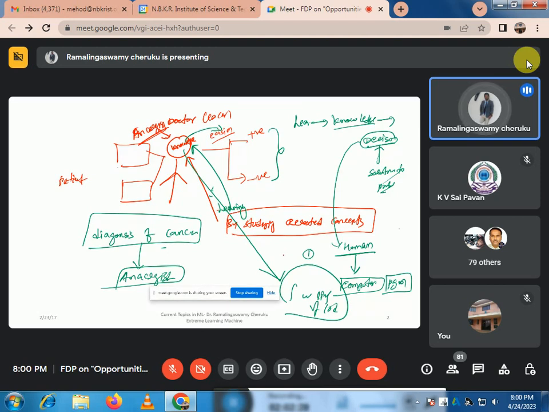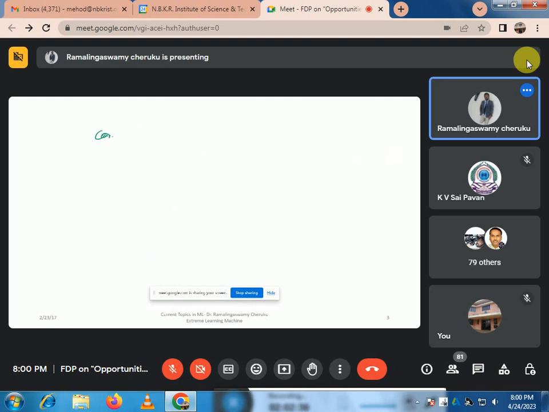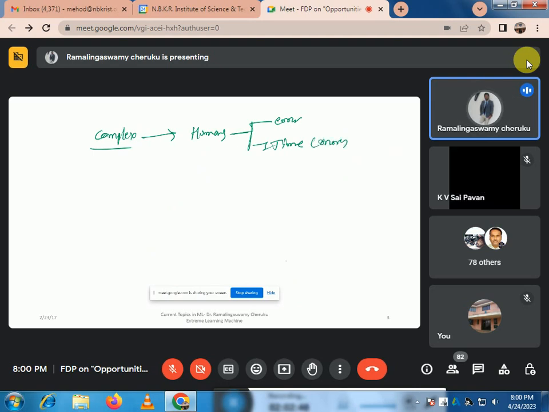When the problems are complex, what will happen? Humans, there is a choice that you can do the error, and they will take more time. You agree? If the problem is complex, the human can solve it. But the thing is, the amount of time it takes to solve the problem is maybe more. Suppose if I say the addition of two numbers, you can do.